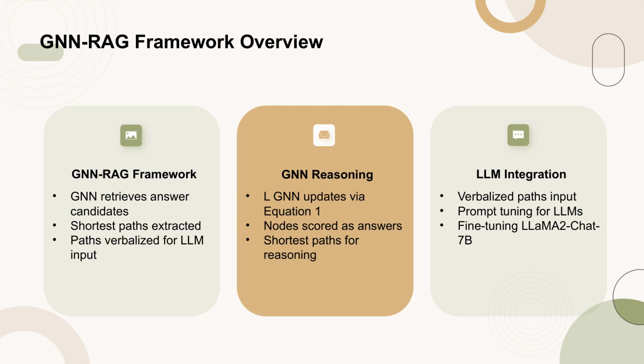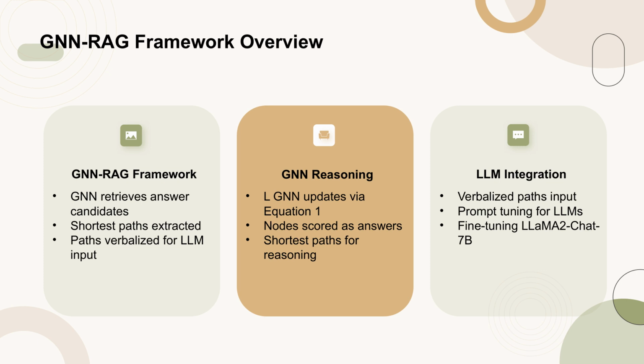The GNN-RAG framework combines the language understanding of LLMs with the reasoning abilities of GNNs. The GNN processes a dense KG subgraph to retrieve potential answers and extracts the shortest paths connecting the question entities to these answers. These paths are then verbalized and provided as input to the LLM for further reasoning. The GNN updates are performed L times, with nodes scored based on their final representations. During inference, nodes with high probability scores are considered candidate answers.